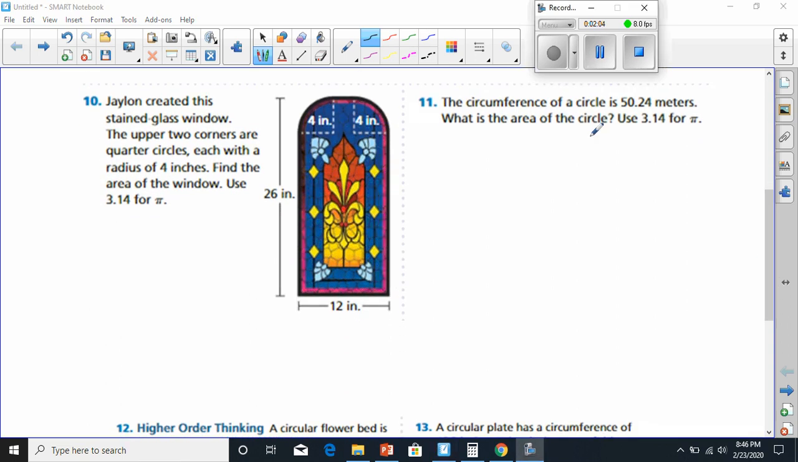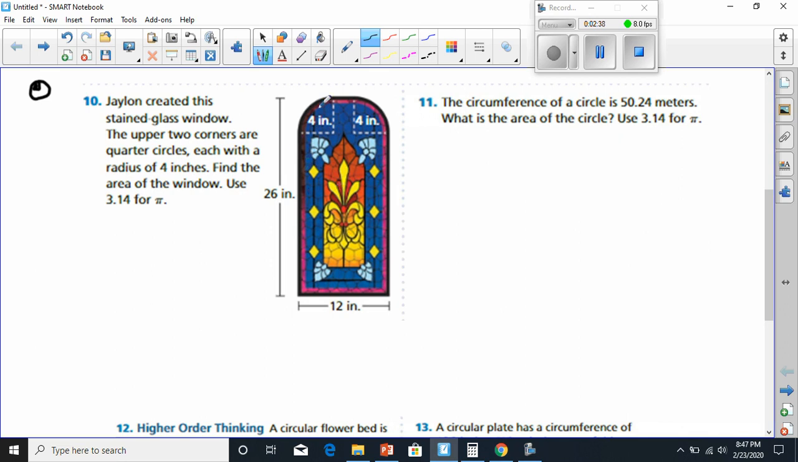And this one looks like it's going to be pretty lengthy. It says Jalen created this stained glass window. The two upper corners are quarter circles. A quarter circle means 1/4 of a circle. If I drew that out, it would be basically 1/4. Each with a radius of 4 inches. So that tells me going to the middle of my circle is 4 inches. Find the area of the window using 3.14 as pi, the whole window.